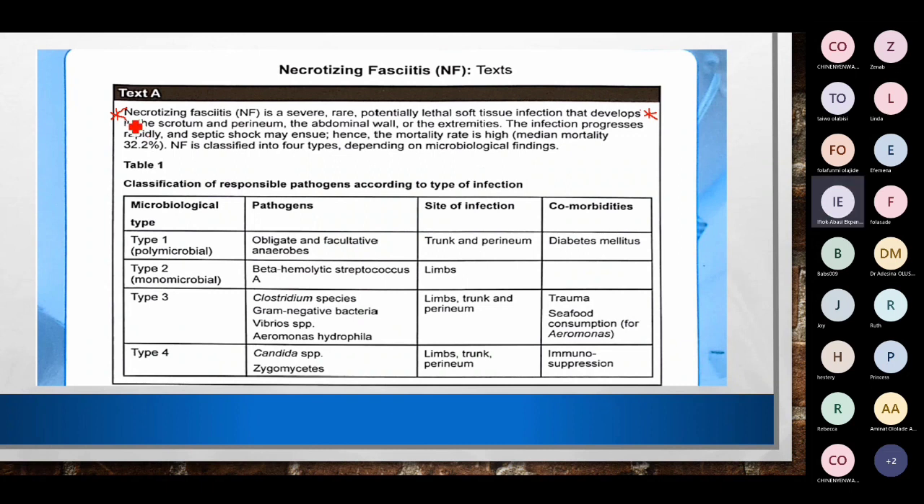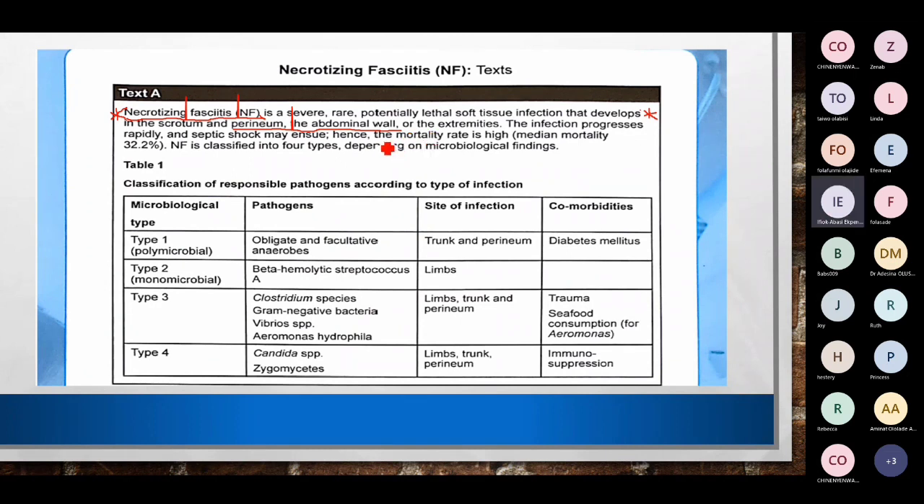So if the first word we are seeing here is necrotizing fasciitis, this gives us a pointer that text A talks about necrotizing fasciitis. It might be a definition, it might be anything. Now, the next thing we are looking at is what? We move to the next line below it, and we read perineum, the abdominal wall. We are done with that.